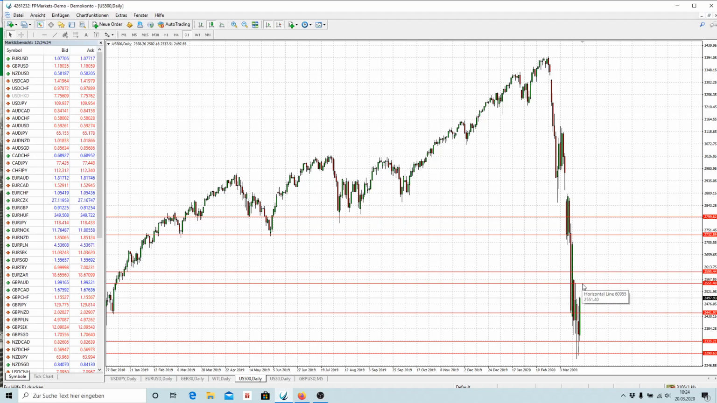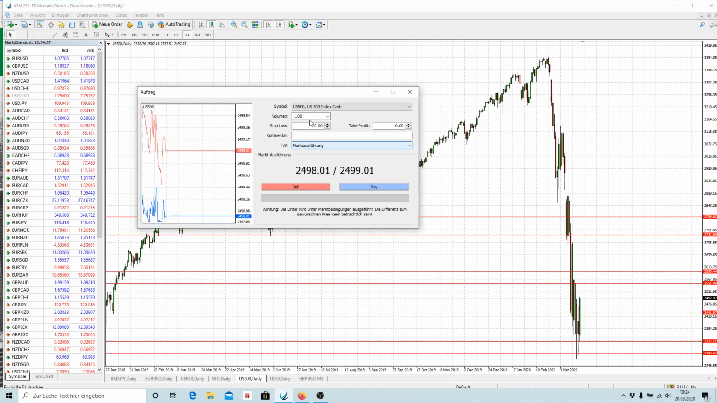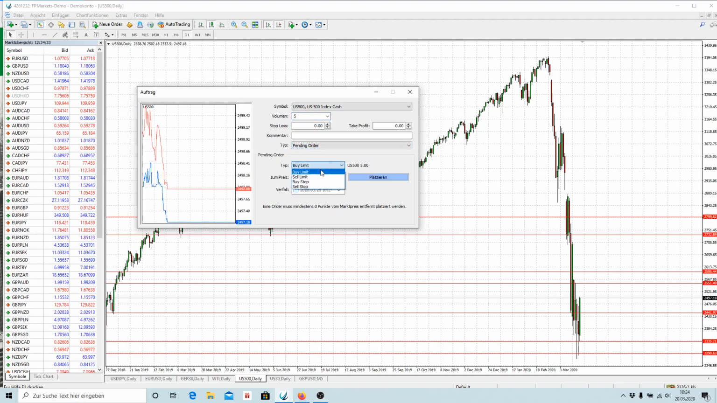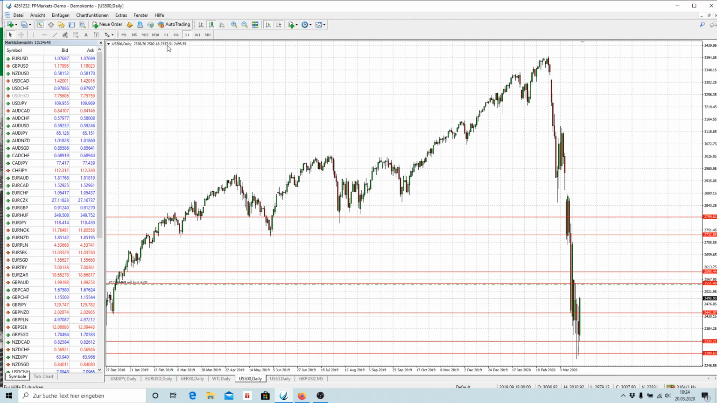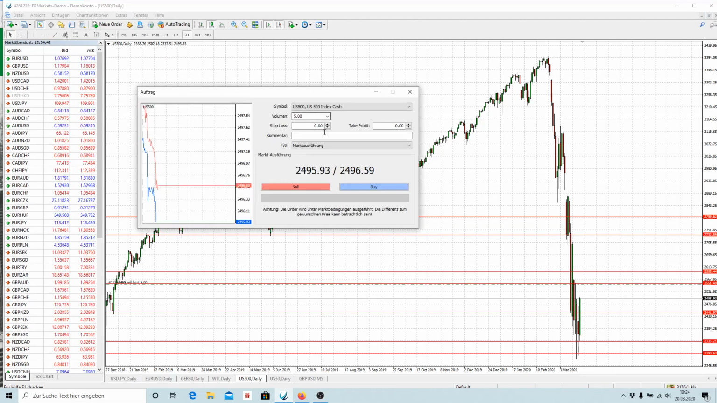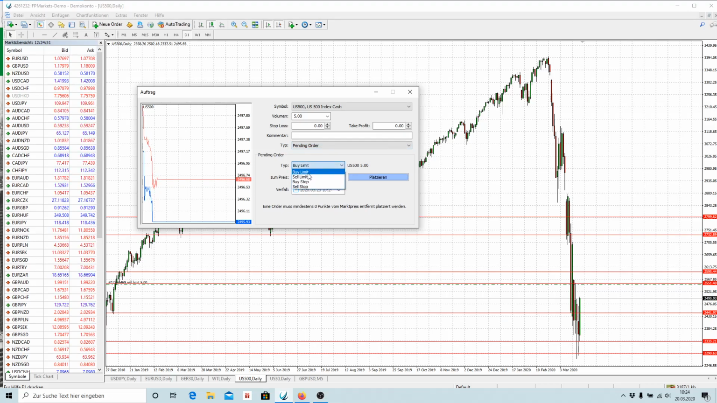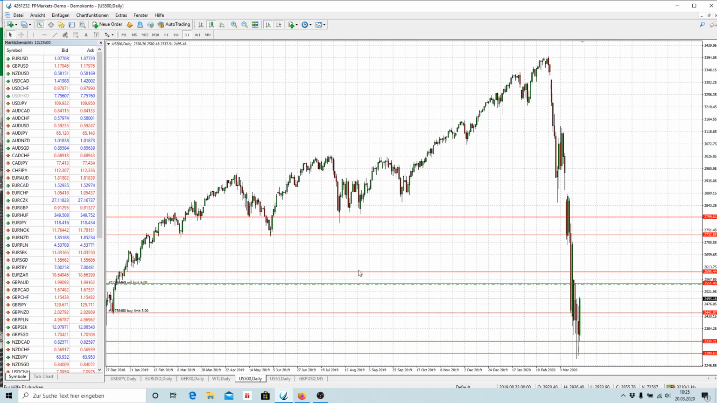So I'm going to place the first order here. I'm going to trade 5 CFDs with a pending order, a sell limit at 2,548. And the second order, a buy limit at 2,442. I'm not going to put in stop loss and take profit right now. I'll monitor very closely once an order gets executed.